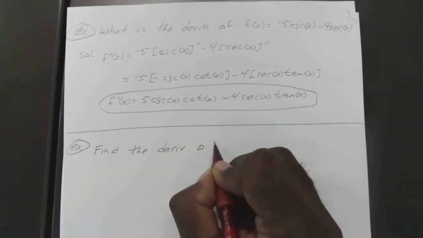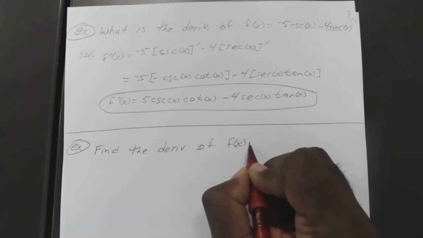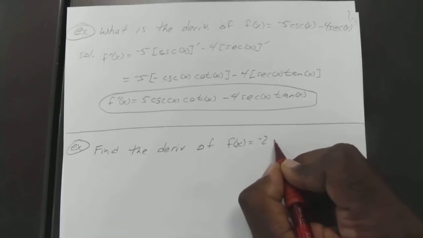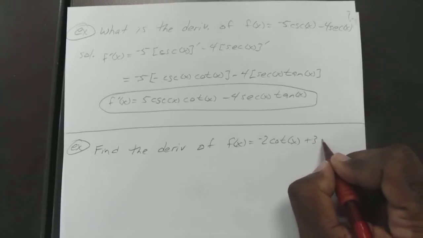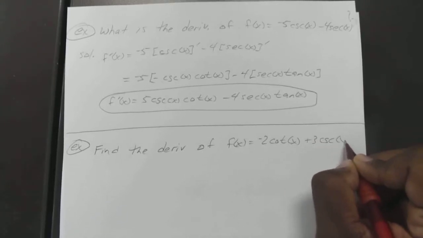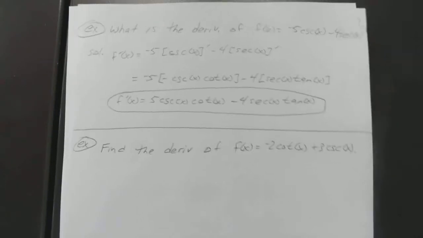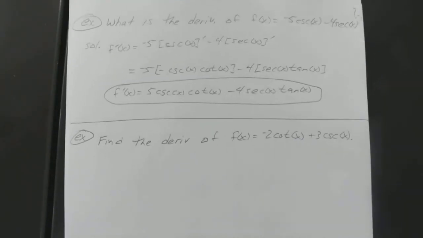All right, so let's say we want to find the derivative of f of x equals -2 cotangent of x plus 3 cosecant of x. Now I'll give you a few minutes to try that one on your own.